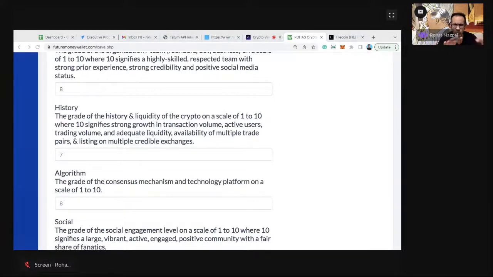Now here, a few points I'd like to clarify. If it's a brand new project, obviously history is not going to be there. So we'll probably just give it a 1 or a 2 because it is too new for us to come to these conclusions. But if it's an old project, then we need to look at all this.